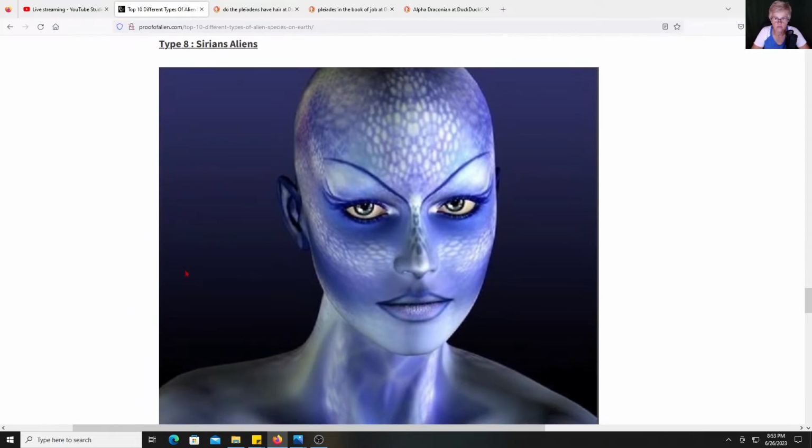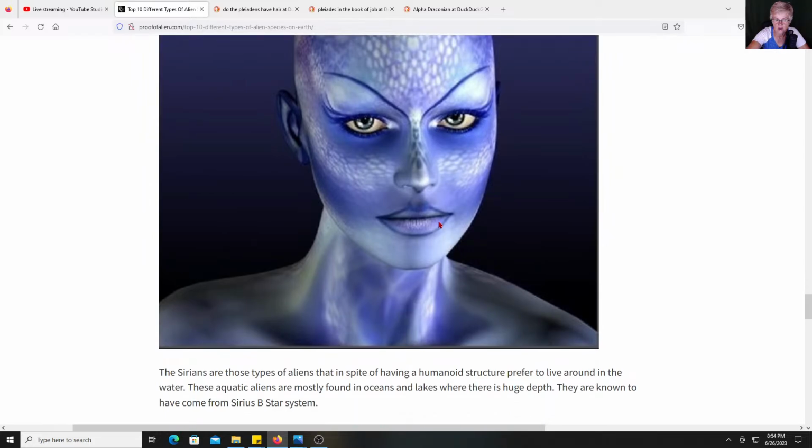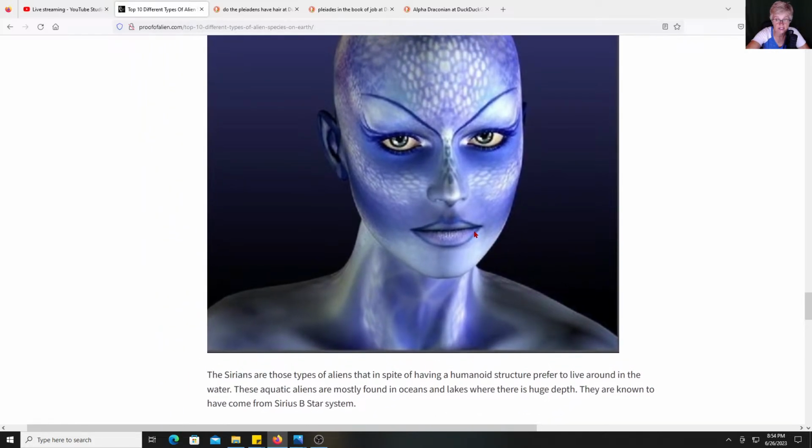Okay, they look like they're purple. The Syrian aliens. They are those types of aliens that, in spite of having a humanoid structure, prefer to live around in the water. These aquatic aliens are mostly found in the oceans and lakes where there is a huge depth. They are known to have come from the Sirius B star system.